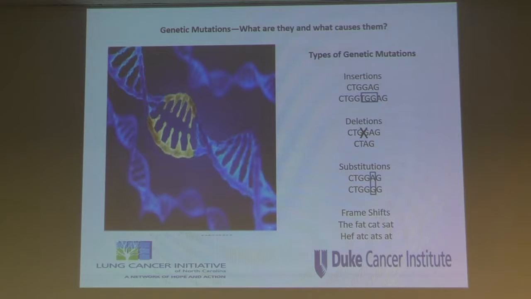Occasionally, extra base pairs can be inserted into that chain. Sometimes those base pairs can be deleted, leaving you with a shorter chain than would normally occur. Sometimes you get a substitution where one base pair is substituted, like it says, for a different base pair, and then those base pairs no longer align like they normally would.